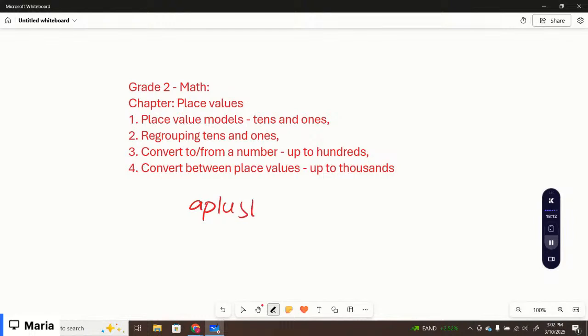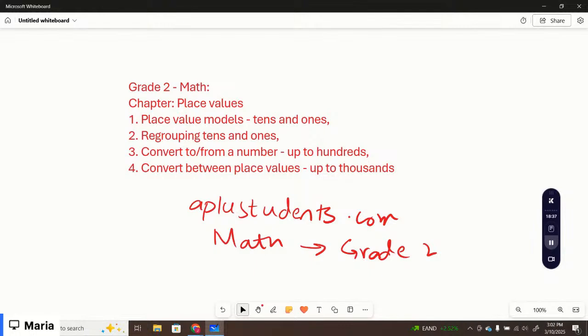You can find all the lessons on aplusstudents.com. You have to log in there using your email address and password as provided by the administrator. Then you have to select math from the subject tab. Scroll down to grade 2 math and then click on view all lessons. There you can find a list of the chapters.